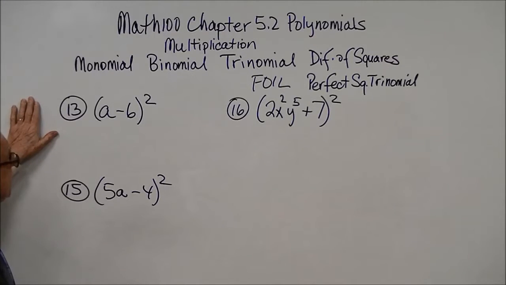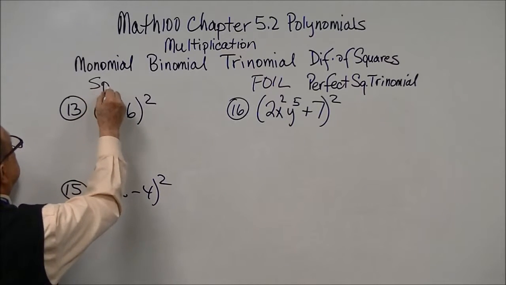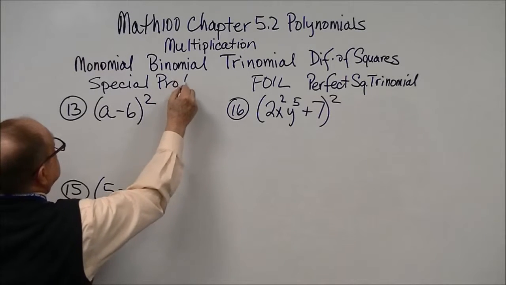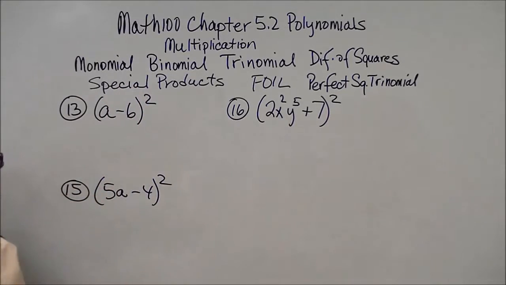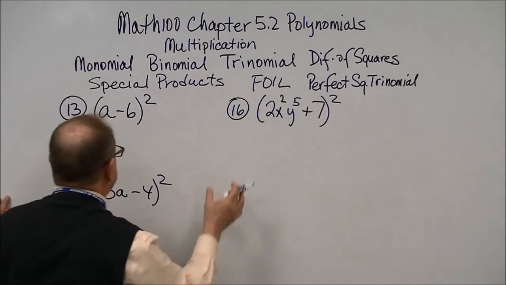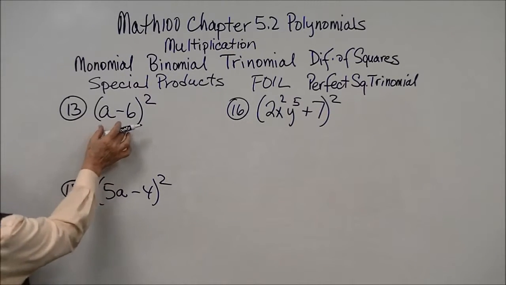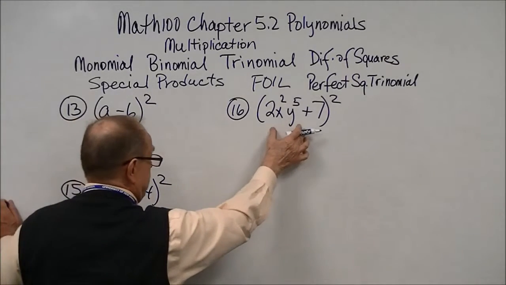In number 13, we're doing something that in our lesson we go over in some detail, and that is what we call special products. Now, a special product is sort of like a FOIL, but it's a special way of doing certain of these multiplications of polynomials. Here we have a binomial that we're squaring, and we have 3 examples of it.